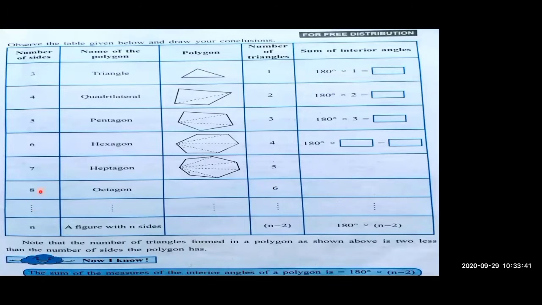Okay, in your textbook, page number 31. Observe the table given below and draw your conclusions. Here, number of sides is given, nature of polygon is given, number of triangles formed in that polygon is given, and sum of the interior angles we have to find. Okay, so let's start.